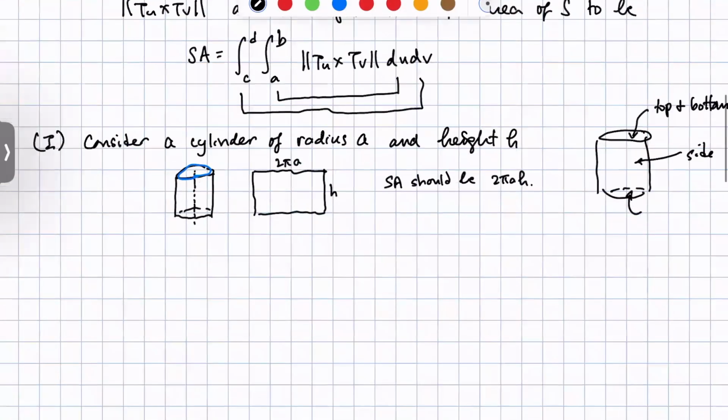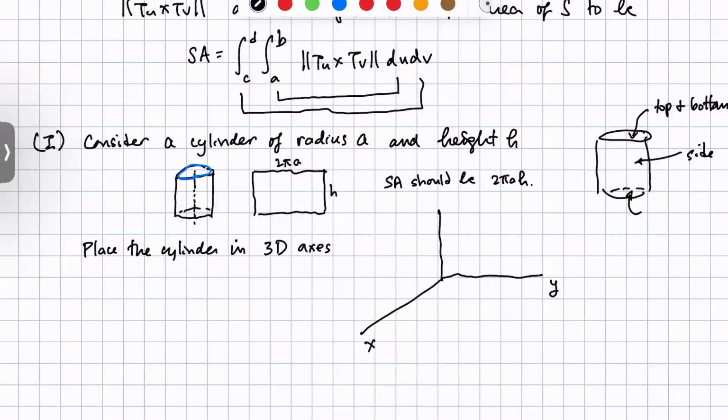Then we'll compute it using the surface integral technique and make sure that we get the same result. Now, place the cylinder in 3D axes. Here we'll have the x-axis, y-axis, z-axis, and then we're going to place the cylinder right here, sitting on top of the xy plane. Its radius is a and its height is h.